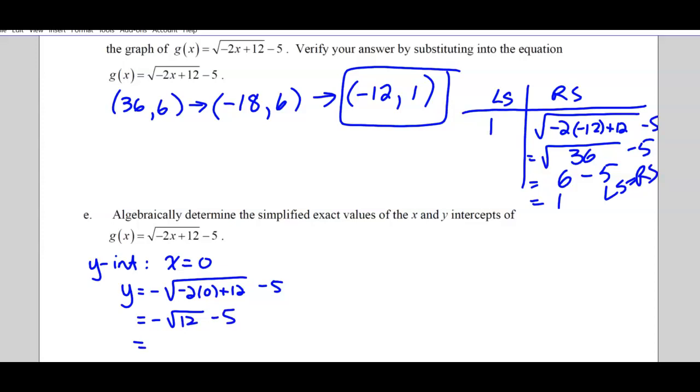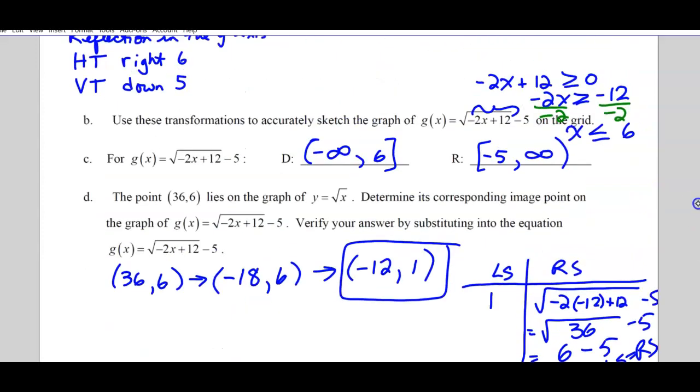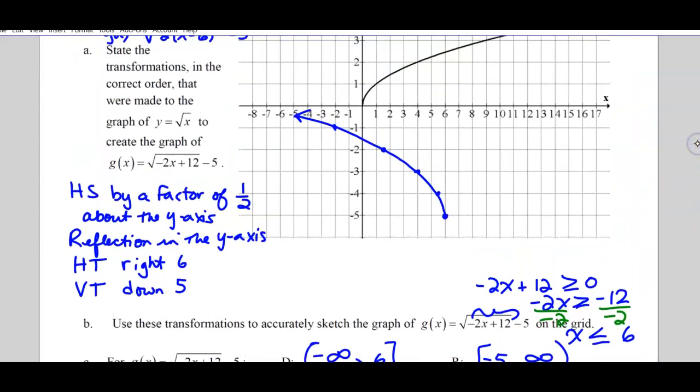Exact value in simplest form. So this would be -2√3 minus 5. Oh, it's a little harder to check, right? If you're looking back at your graph here, looks like about -1.5.